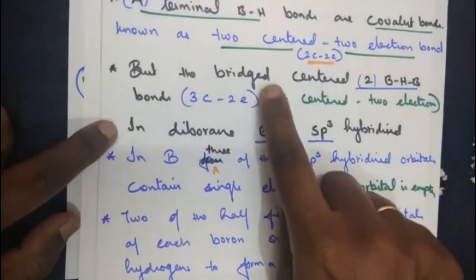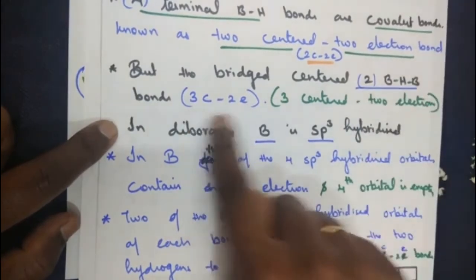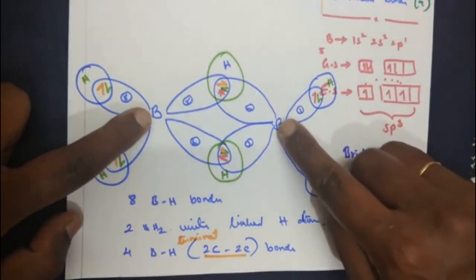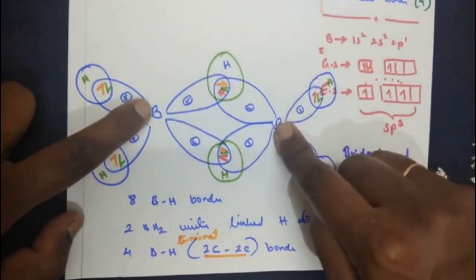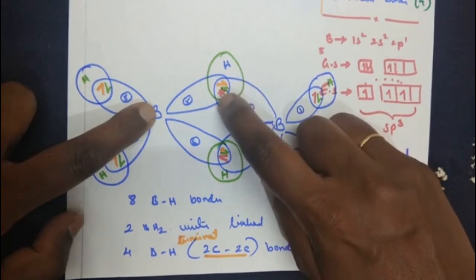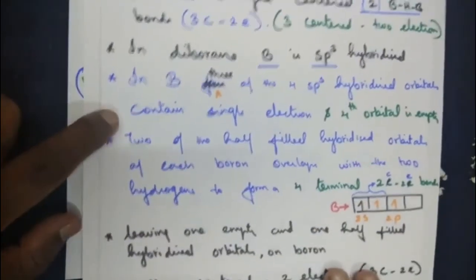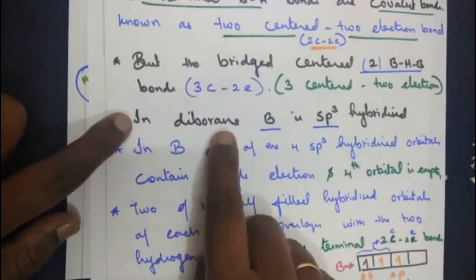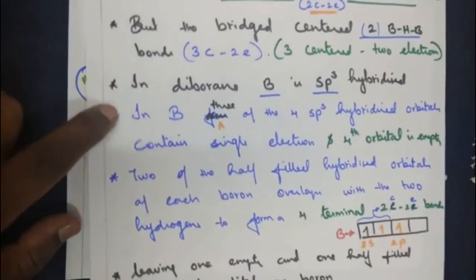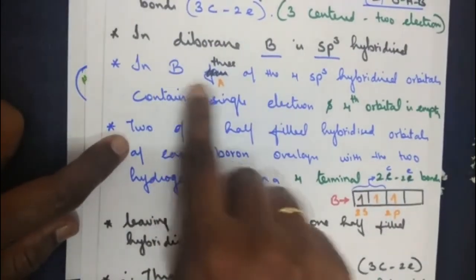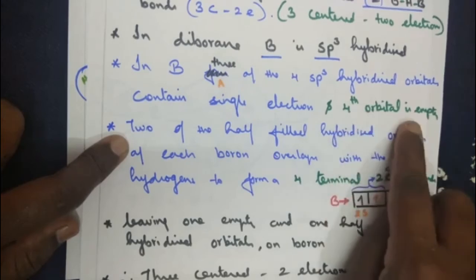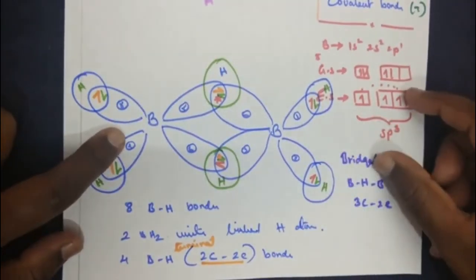The next point here is the bridged center: 2 BHB bonds are called 3-centered 2-electron bonds. How do we get the 3-centered? Boron, hydrogen, boron. So this is called a 3-centered bond. And how many electrons are there? 2 electrons are there along with the 1 empty boron orbital. The next point here is, in diborane, boron is sp3 hybridized. You understand how sp3 hybridization takes place here. The next point, in boron, 3 of the 4 sp3 hybridized orbitals contain a single electron and the 4th orbital is empty. If you look at the diagram, you will understand better.